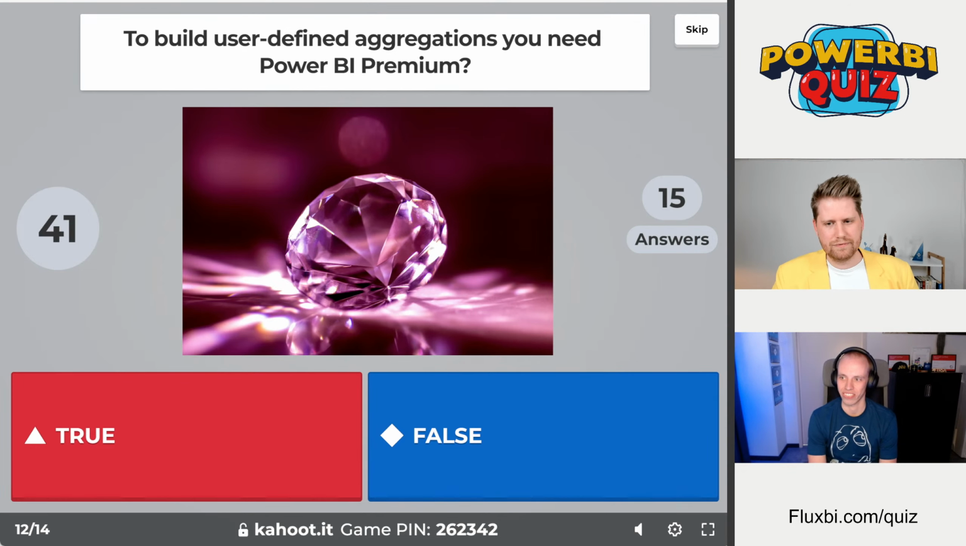Yes, the licensing question, because why not? Everyone loves licensing. To build user-defined aggregations, Power BI Premium is required. True or false?